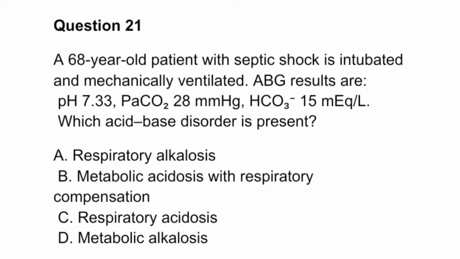Question 21. A 68-year-old patient with septic shock is intubated and mechanically ventilated. ABG results are pH 7.33, PaCO2 28 mmHg, HCO3- 15 mEq/L. Which acid-base disorder is present? A. Respiratory alkalosis. B. Metabolic acidosis with respiratory compensation. C. Respiratory acidosis. D. Metabolic alkalosis.